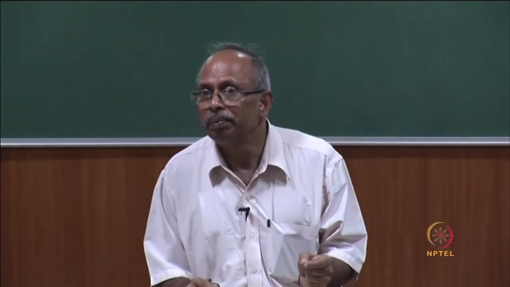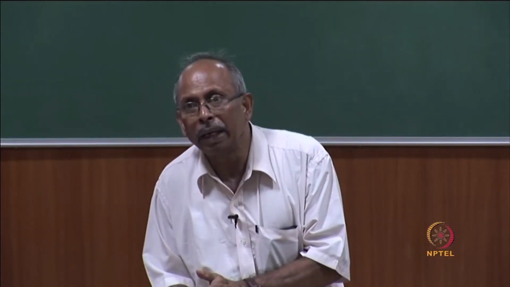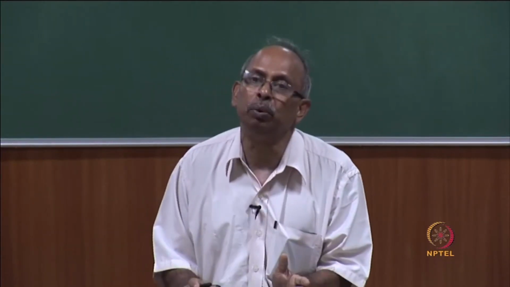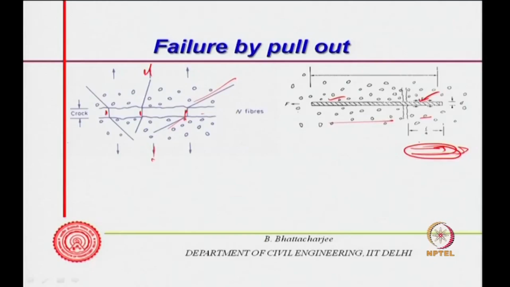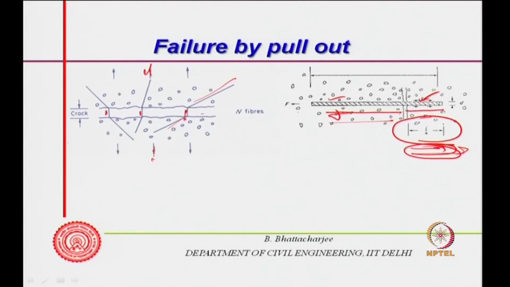The minimum length about the crack on one side of the crack can be either 0 or its maximum value of L by 2. So, on an average L by 4 is the minimum length, and when I am talking of pulling out, L by 4 is the average length of pull out. When the fiber fails by pulling out, it should pull out by this much length, and so L by 4 is the average pull out length.